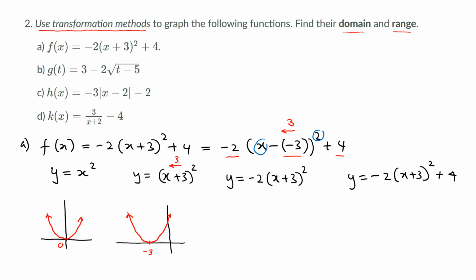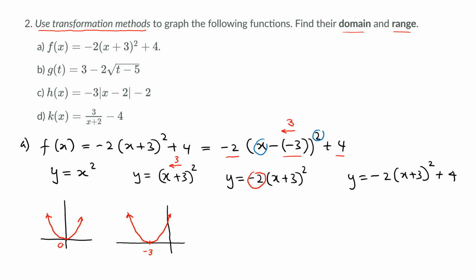Okay, now let's see what happened with this one. It has two things. It has a negative sign. The negative sign means all the positive y values become negative y values, and negative y values become positive values. That means you're going to reflect about the x-axis. That's the negative sign. But the 2 is going to scale by 2 units.